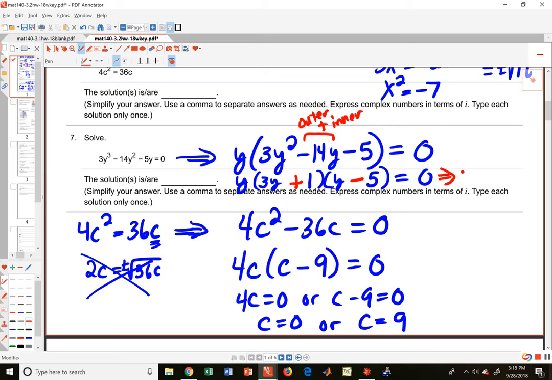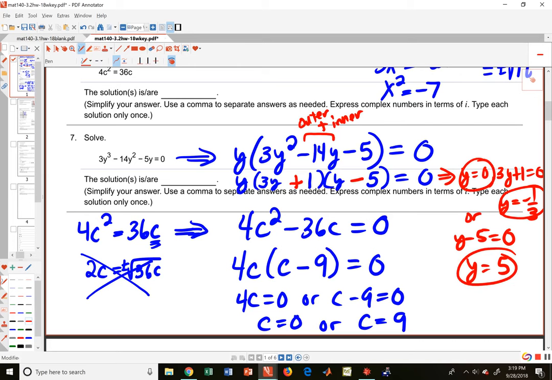So to finish this out, our solutions are y equals 0, 3y plus 1 is equal to 0, or y minus 5 equals 0. So that's clearly y equals 5. This one is y equals negative a third, and there's our 0. So we report our solutions as 0, comma, negative a third, comma, 5.